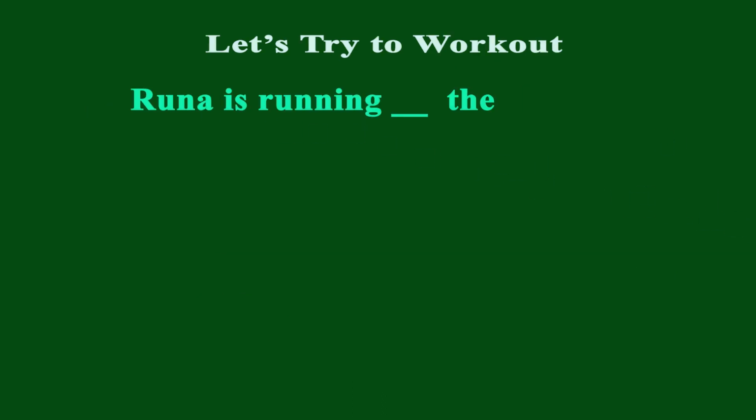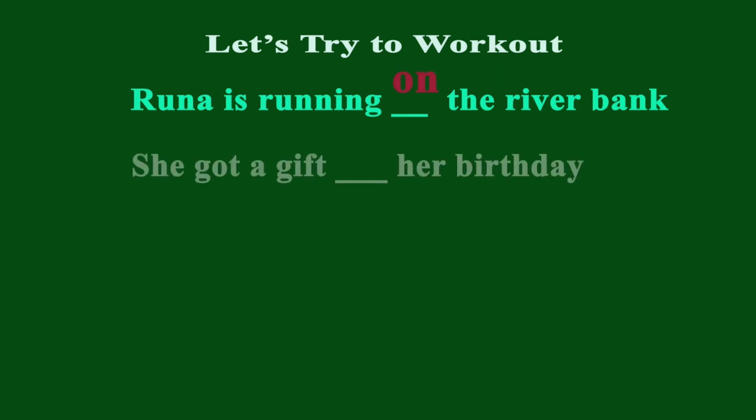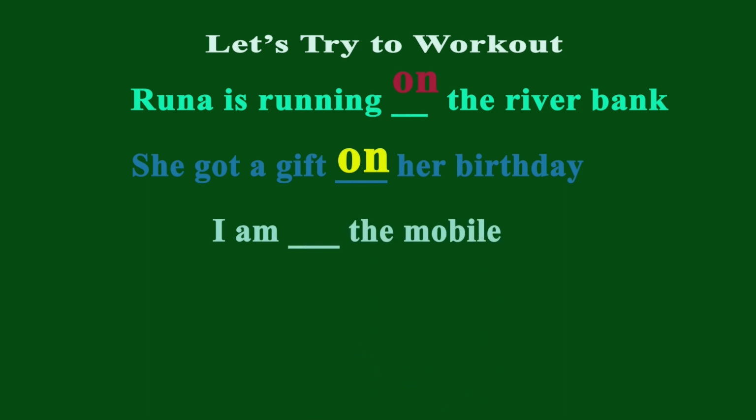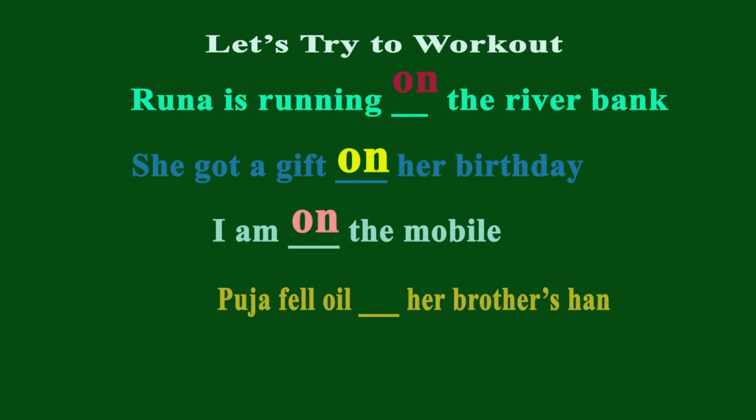Runa is running dash the river bank. It refers to river, so we will use the preposition on. She got a gift dash her birthday. Birthday is a day, so we will write she got a gift on her birthday. I am dash the mobile. Mobile is an electronic device, so we will use I am on the mobile. Pooja fell oil dash her brother's hand. Here it refers to a body part, so we will use the preposition on.